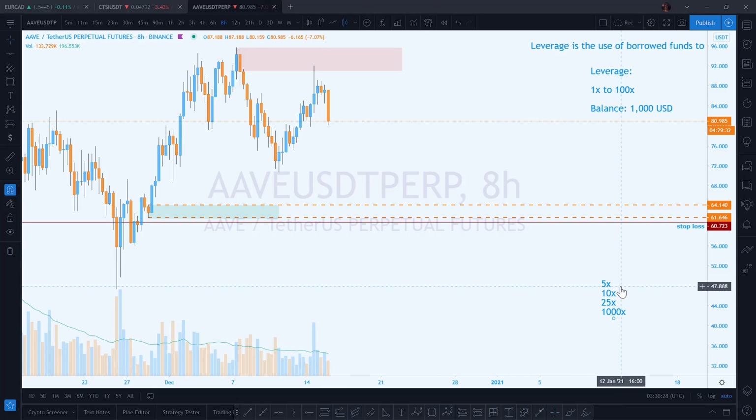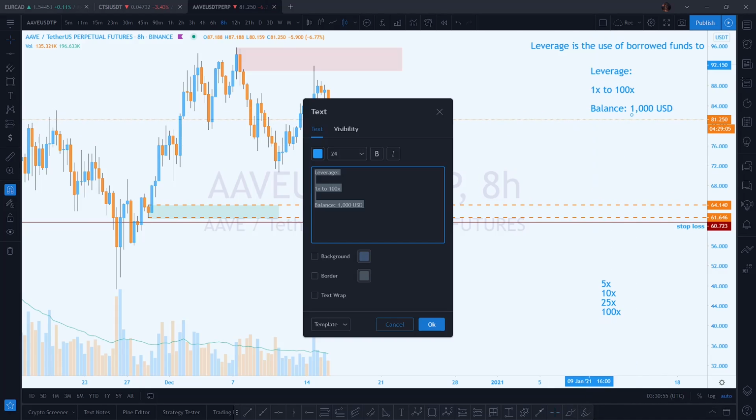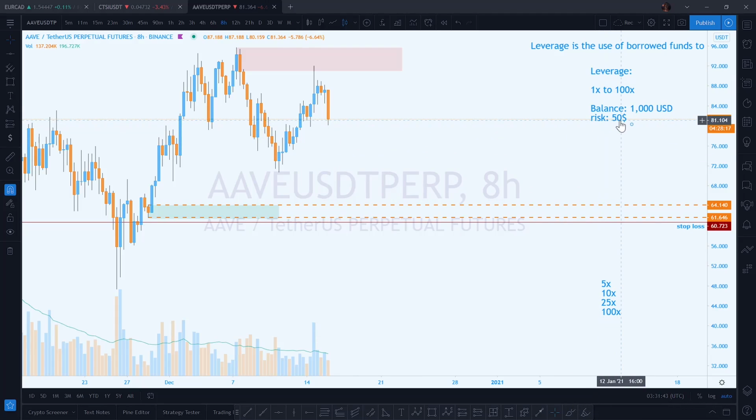Let's say we have 4 guys. Guy 1, guy 2, guy 3, guy 4. The first guy wants to trade with 5x. The second guy wants to trade with 10x. The third guy 25x and the fourth guy 100x. They all have the same amount of $1,000. If all these 4 guys are risking, if they choose to risk $50, this risk is not the position size. It is the risk if the trade goes against you to the stop loss price line, if you get taken out of the trade. So how do you calculate your position size?